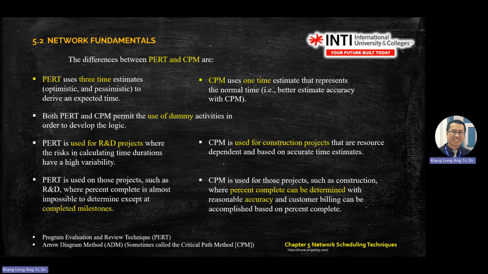Then PERT and CPM, they use dummy activities. If you need to use a dummy, then you use a dummy. Then PERT is used for R&D projects. CPM is used for construction projects or big projects. Construction can be a building, a car, an aircraft, something big. Then for PERT, percent of completion is almost impossible to determine, except for those that are already completed. But for CPM you can calculate the percentage of completion.